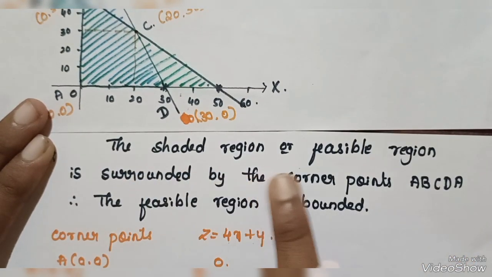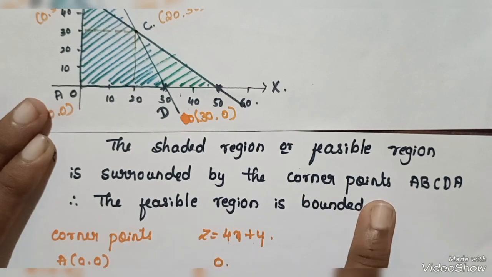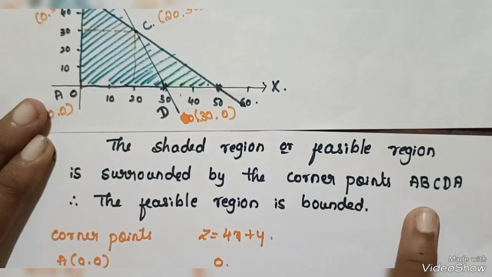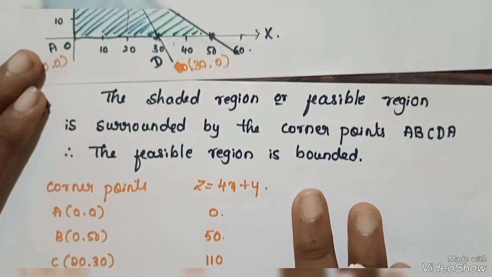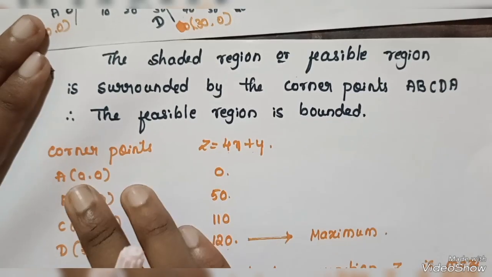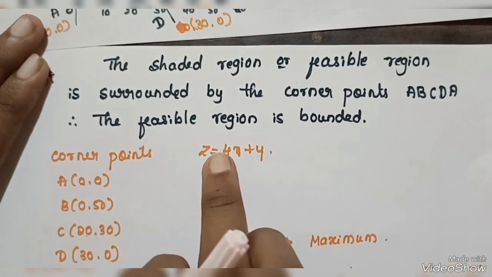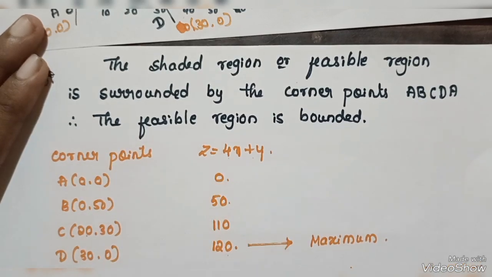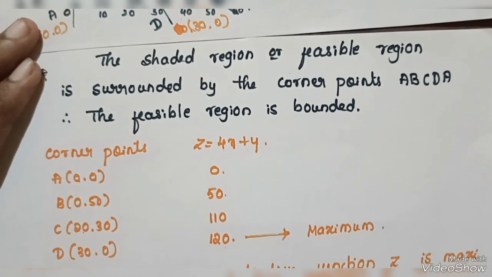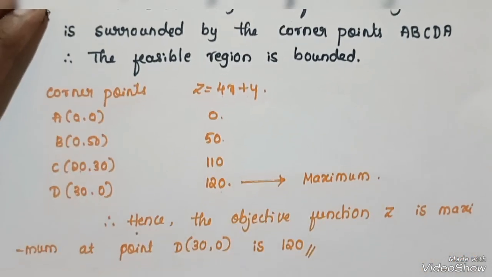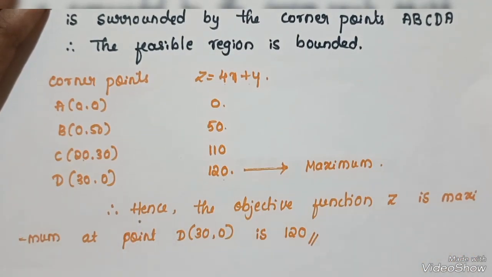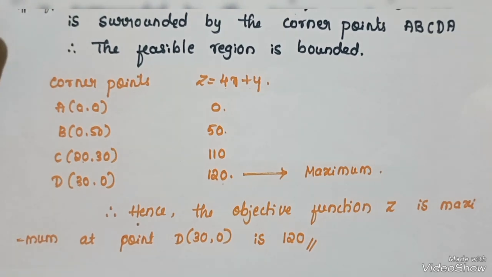The shaded region or feasible region is surrounded by the corner points; we have to write the corner points. After that, write whether it is bounded or unbounded. For a bounded region, check the corner points. In those corner points, if they ask for the maximum, choose the maximum, or sometimes they ask for the minimum, at that time choose the minimum point. Then we write the conclusion part. Up to this much it carries 6 marks.